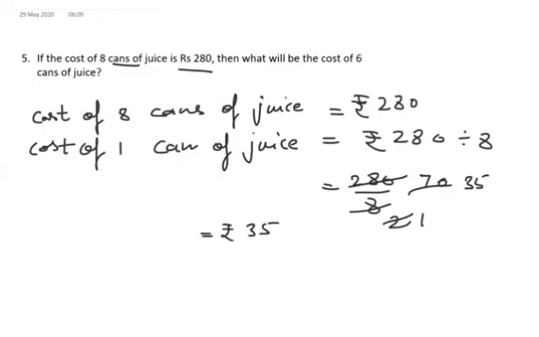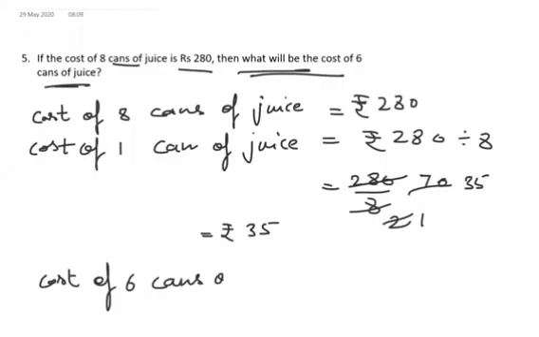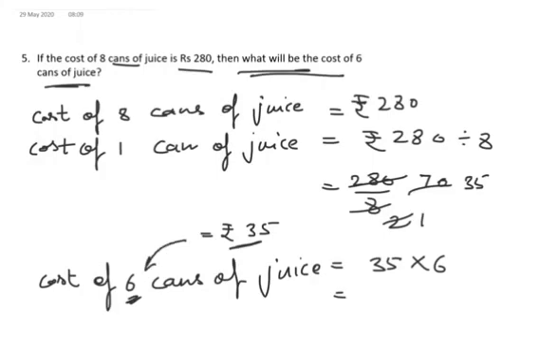Okay, now what will be the cost of 6 cans of juice? The cost of 6 cans of juice is equal to 35, which is the cost of 1 can of juice. Just multiply it by 6 beta. Okay, multiply 35 by 6, so you will get 210 rupees.